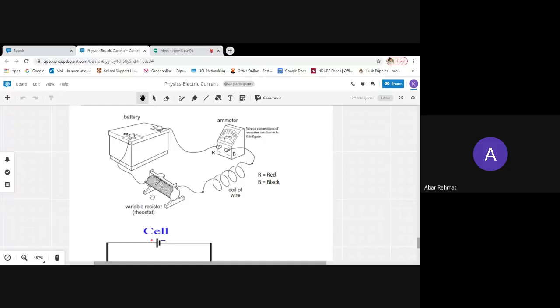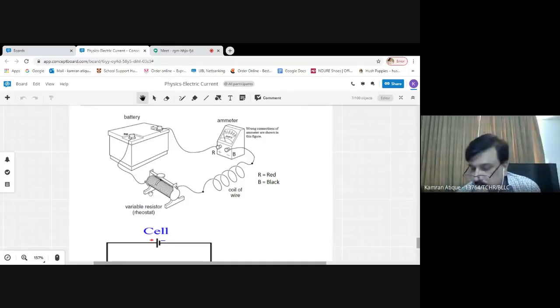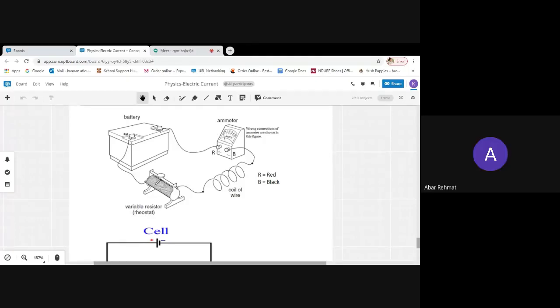So at the present moment, you don't need to bother. Yes? The connecting wire that comes out of the black terminal of the ammeter, is it turned into a coil of wire, or is it joined to a coil of wire?